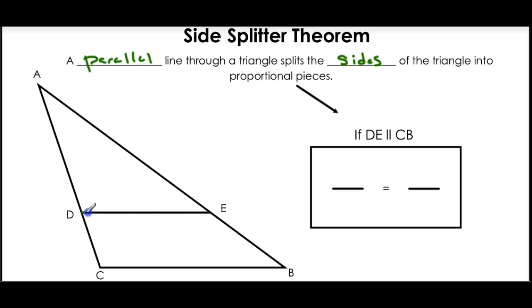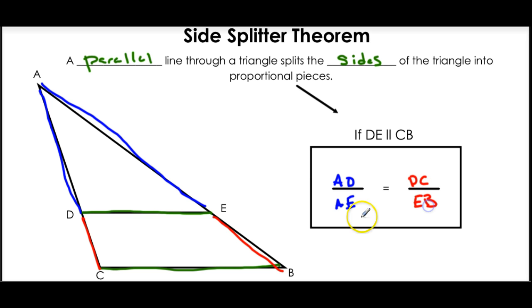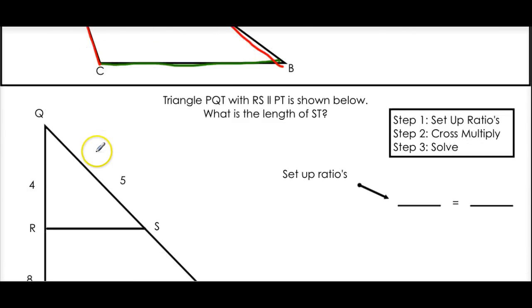Well, if DE, this line right here going through our triangle, is parallel to CB, what I would know for a fact is that the ratio of AD to AE would be equal to the ratio of DC to EB. These would be the same, all right? Well, how can we use this to solve some problems? Let me show you how.